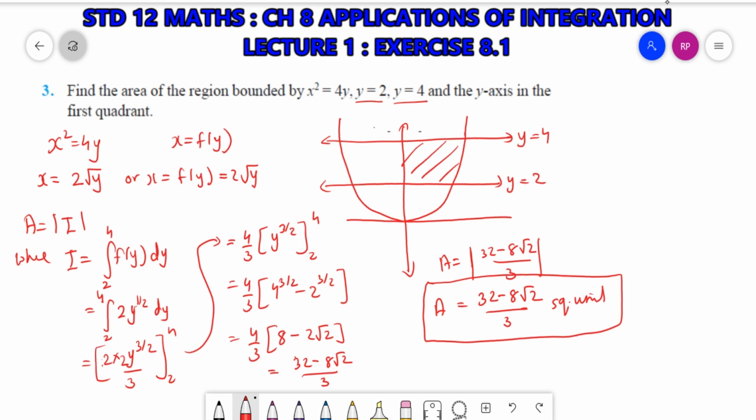Okay, remember here we have found out the area between the curve and y-axis. So this was about question number 3. Just note it down.